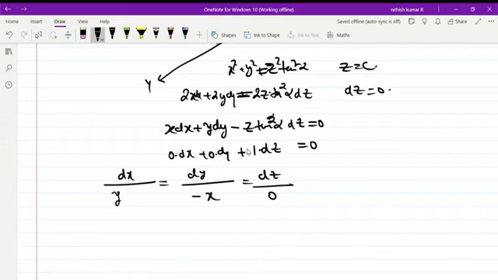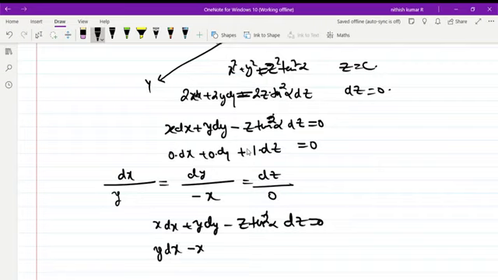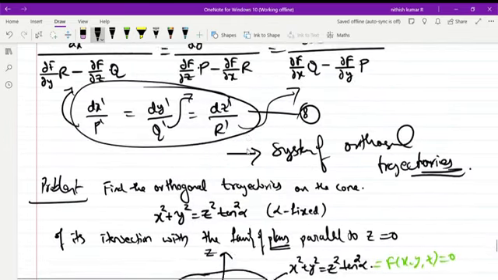Using this, we write the system of orthogonal trajectories determined by the pair of equations. The first is x dx plus y dy minus z tan square alpha dz equal to 0, and another one is y dx minus x dy plus 0 dz equal to 0. That is the theory part.